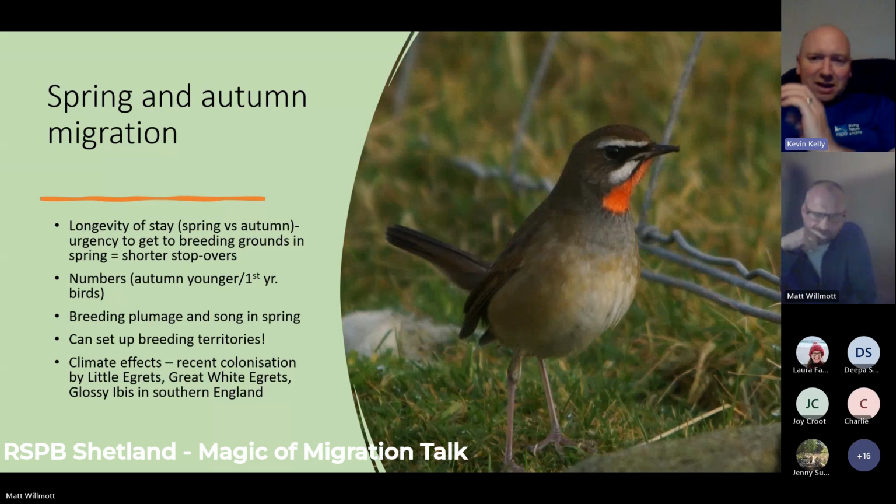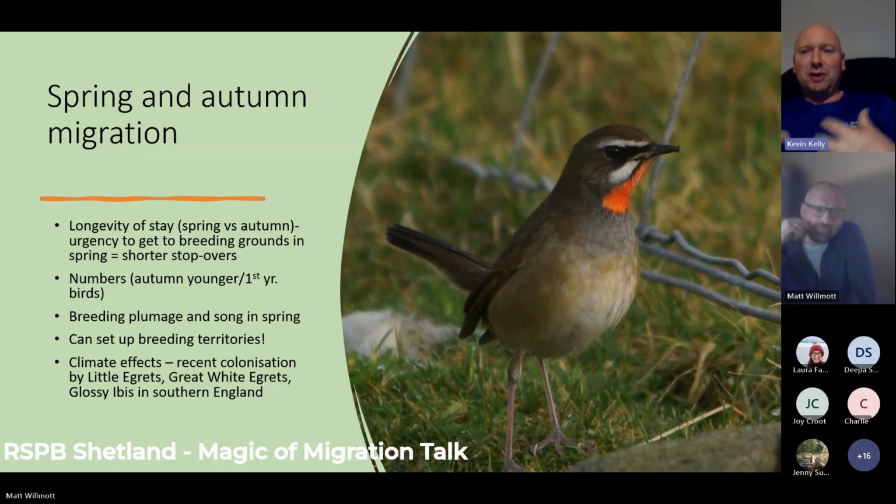You may hear marsh warbler singing in spring or icterine warbler, and they're not back at their final destination yet, but there's just that urge to show, look, I've survived and I'm doing well, and if there's a mate out there that's suitable, then I'm in peak condition. So you get that real spectacle as well in spring, added to the movements.